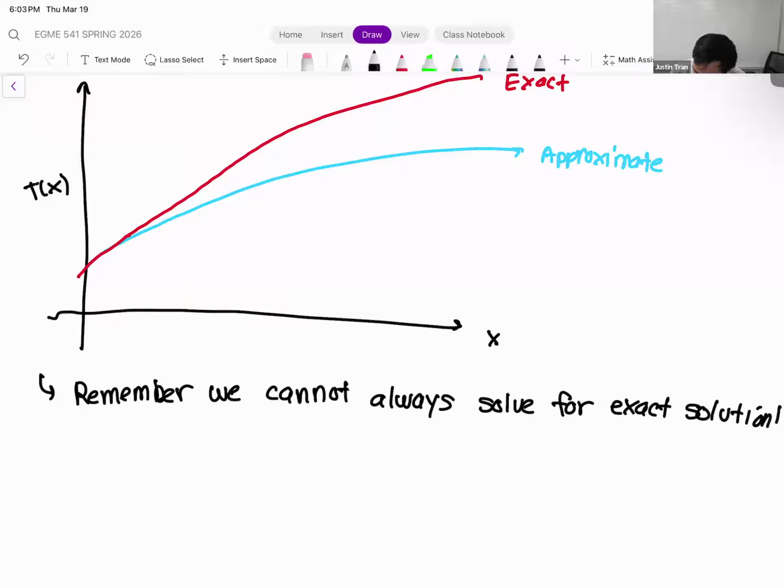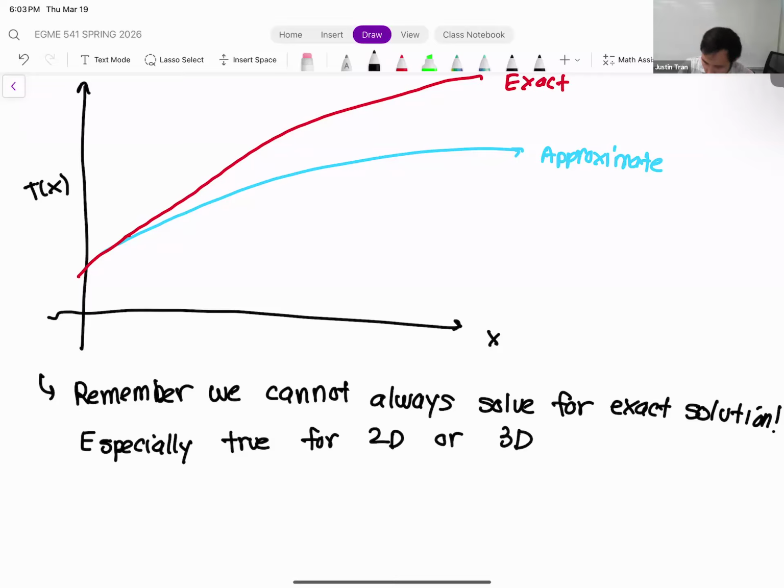So we cannot always solve for the exact solution. That's especially true when we move on to multi-dimensional finite elements, so 2D or 3D, because you're talking about partial differential equations. Exact solutions for those problems are very rare and often way more trouble than it's worth to actually solve for.